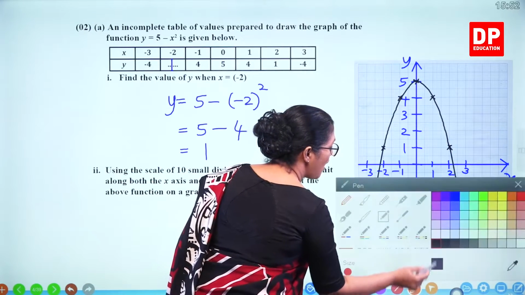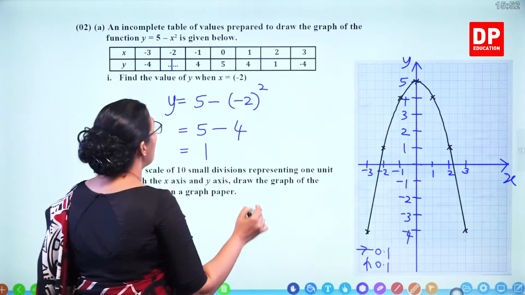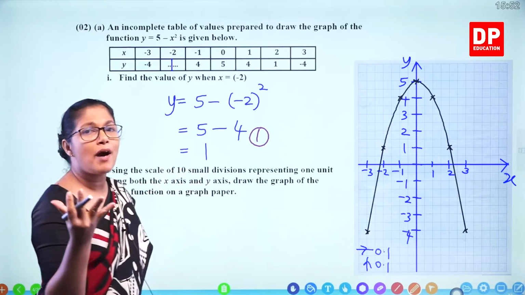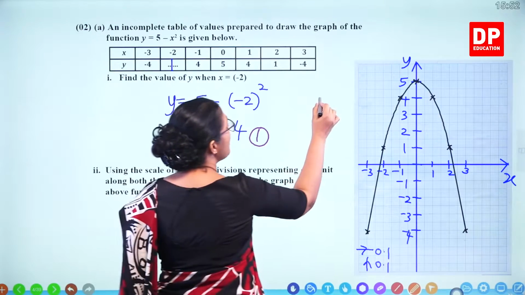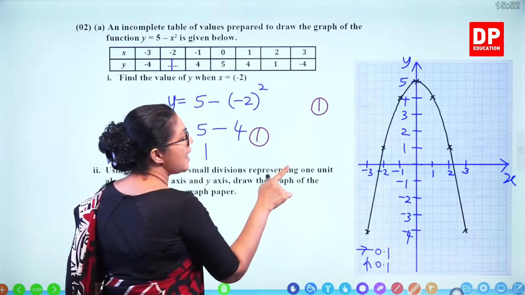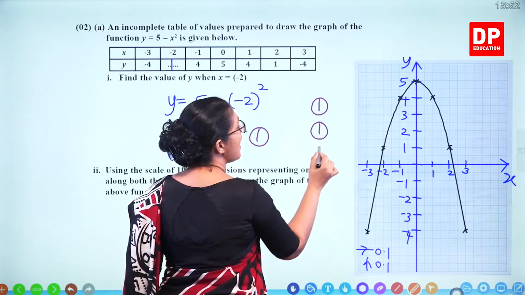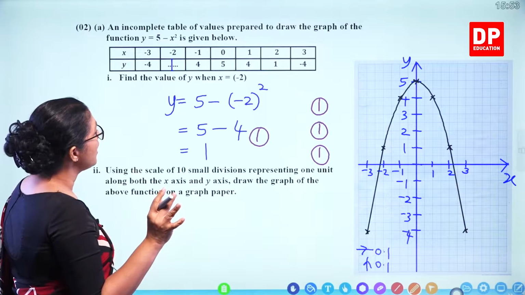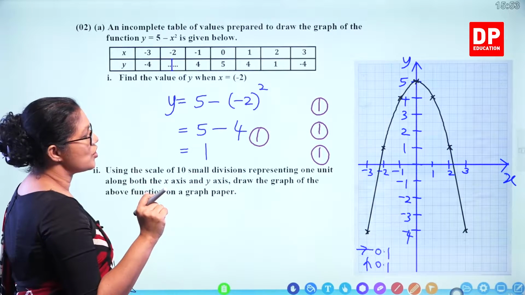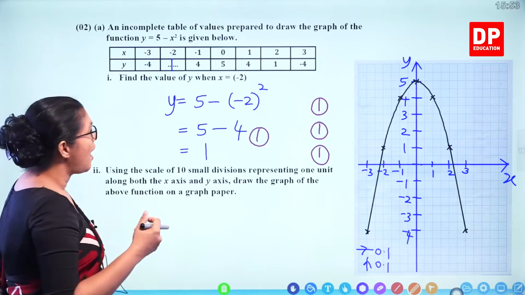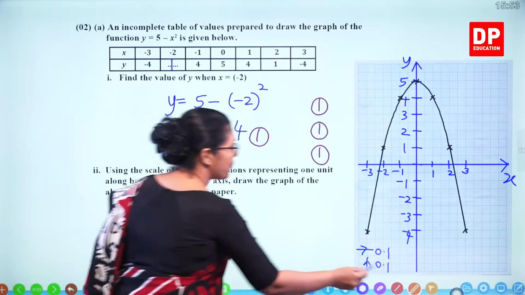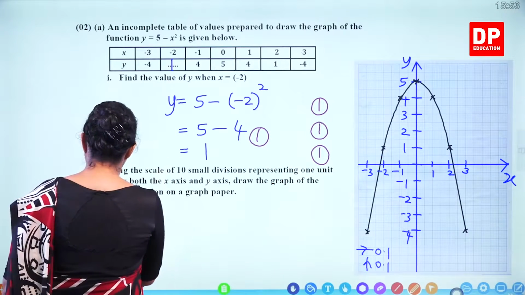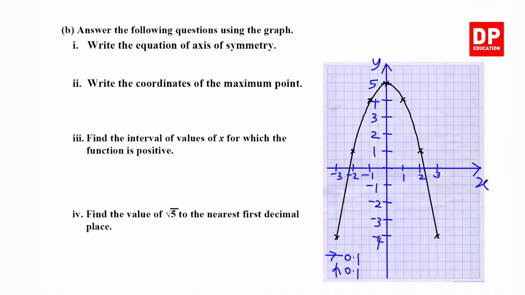So how you get marks for this graph? 1 mark always you get for this value, and 3 marks for the graph question. 1 mark for the scale, 1 mark for the points, and 1 mark for connecting smoothly. So altogether 4 marks for this question. So we'll see what are the other questions related to the graphs.